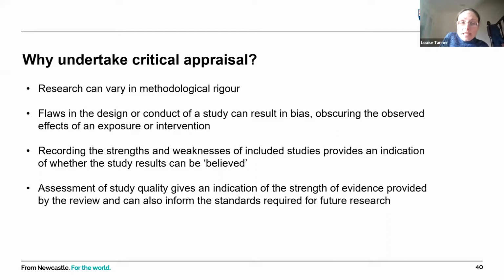So if you take a systematic review and you find that the evidence base is quite immature, and the studies aren't very robust, then you can recommend that future studies addressing your review question are undertaken with more robust study designs.